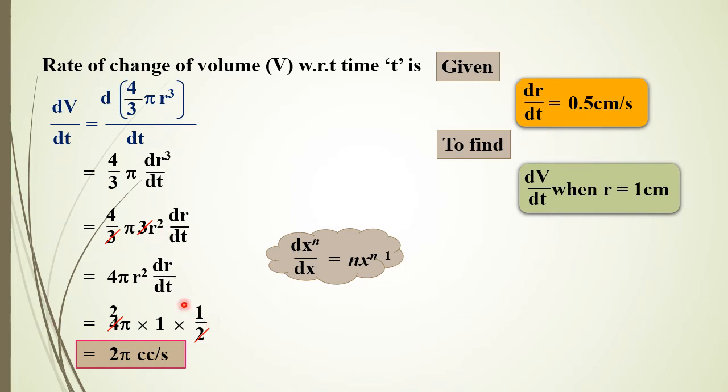Next, after substituting all the values in this term, some of the terms will get cancelled here. So 2 pi centimeter cube per second will be remaining. So this is the final solution of the rate of change of volume of the air bubble with respect to time. Okay, this is the solution for this part.